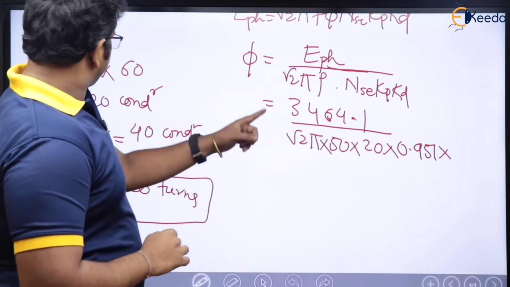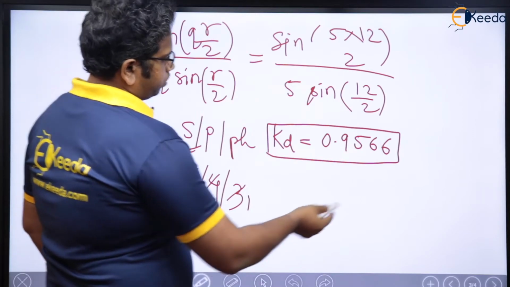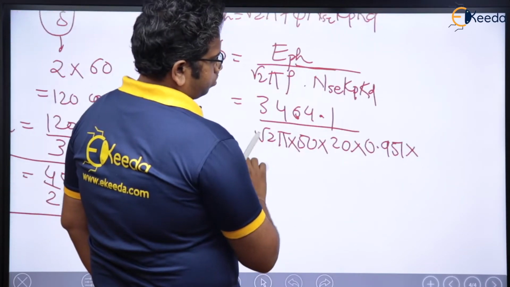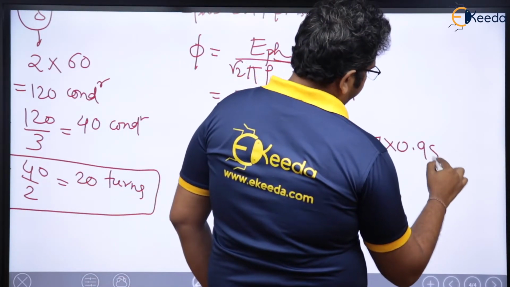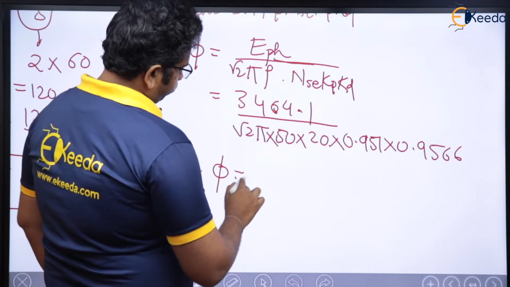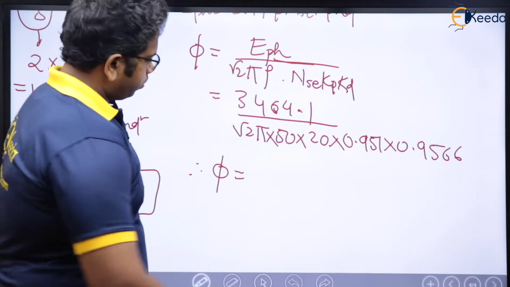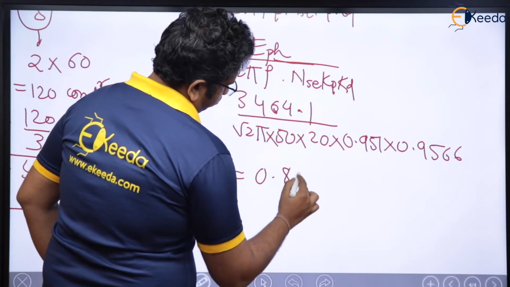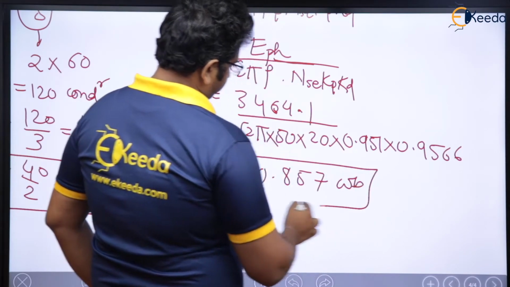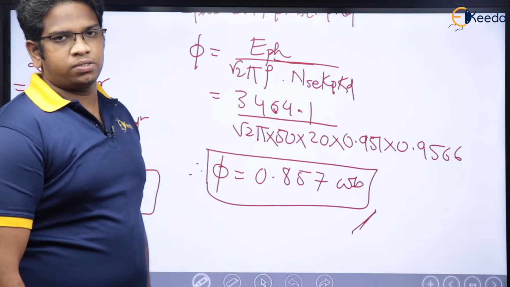So K_d. What is K_d, sir? K_d is going to be this one, 0.9566. So the average flux per pole that you get will be this much. So just solve this, get the answer. After solving this, we get it is going to be 0.857 Weber. This is nothing but the average flux per pole. That is what was asked.